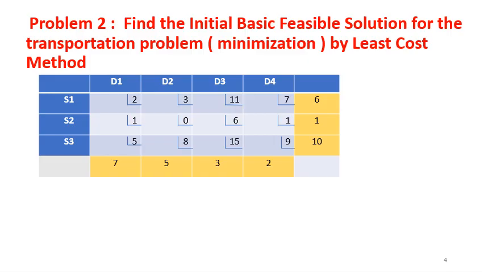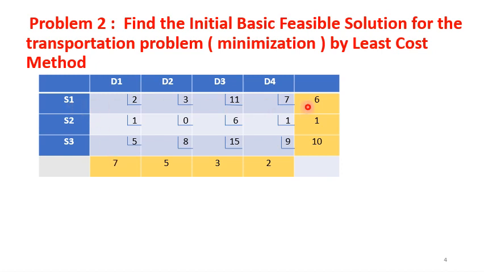Let us take the same problem which we took in the previous session and applied the northwest corner rule. We take the same problem here and apply the least cost method, a different method for the same problem. Same table, same transportation matrix, 3 suppliers S1, S2, S3. S1 has an availability of 6, S2 has an availability of 1 and S3 has an availability of 10 units. Similarly, customer D1 has a requirement of 7.